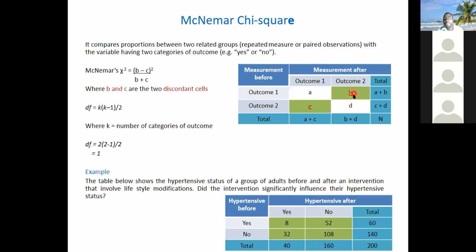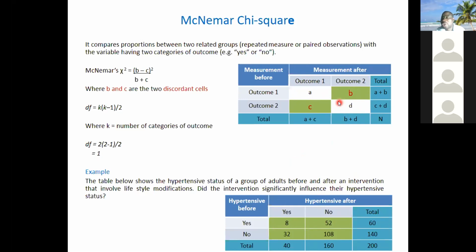Because if you say A, B, C, D, that's where we denote the 2 by 2 table. A and D were concordant, in the sense that nothing changed in them. They were hypertensive before, they remain hypertensive. These ones were not hypertensive before, they remain not hypertensive. These are the concordant. That's why I painted them white.